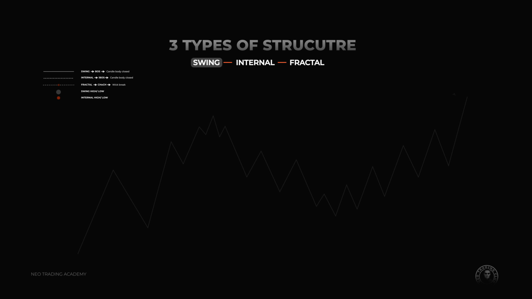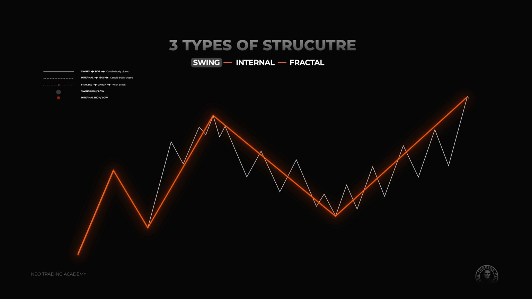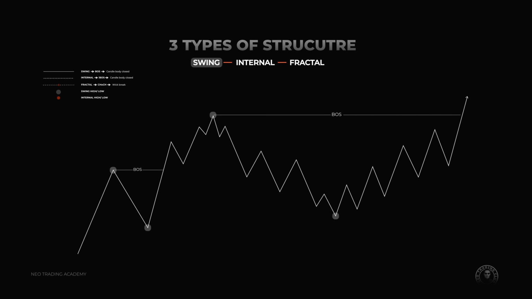In our strategy, we mainly use three types of structures: swing, internal, and fractal. Swing movements are the largest movements you see on the charts. We map these movements after a confirmed break of structure with a candle body close.